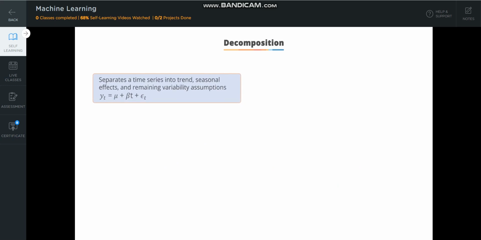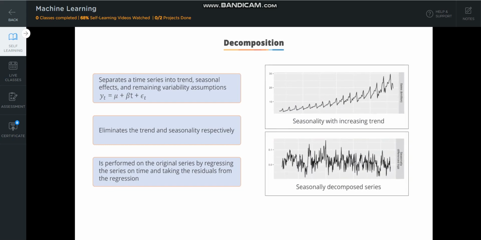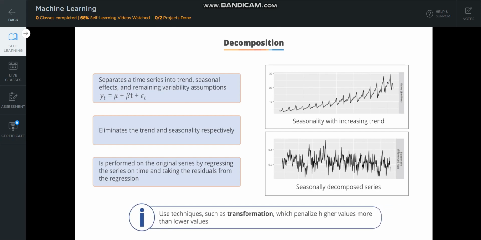Decomposition refers to separating a time series into trend, seasonal effects, and remaining variability. Detrending or deseasonalizing eliminates the trend and seasonality respectively. Decomposition is performed on the original series by regressing the series on time and taking the residuals from the regression. You can look at the given graph and observe the impact of decomposition. You can also use techniques like transformation, which penalize higher values more than the lower values, such as square root, cube root, log, etc.